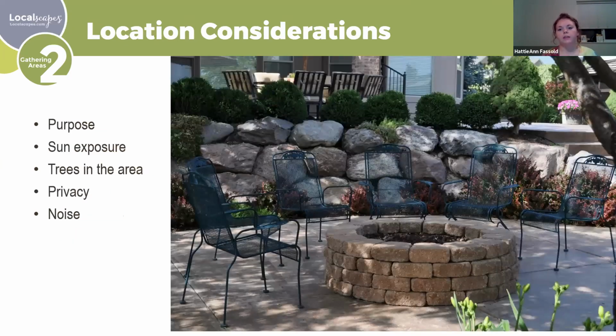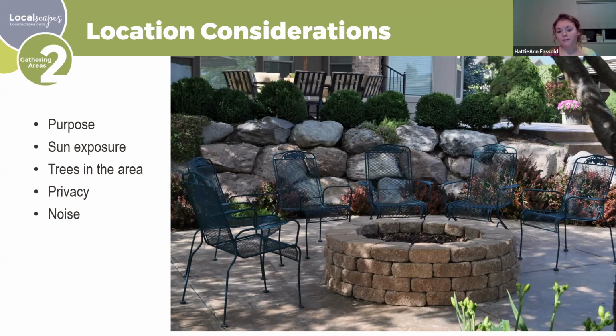So when thinking about the location, if you have a certain purpose for that gathering area, you want it to be in a certain spot. For example, if you want an area to seem like an extension of your home, usually patios are seen as an extension of your home. So you want that to be a little bit closer to the house. You want it to be easily accessible, maybe so that you can bring dinner outside and eat on a table on your patio for dinner one night, right?